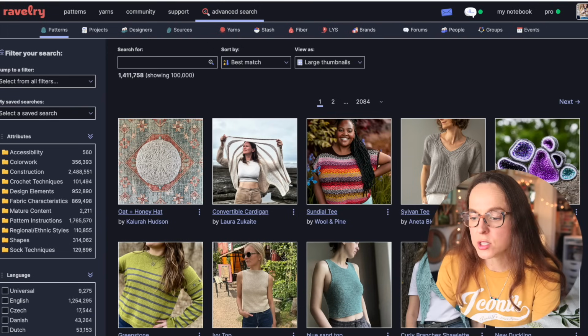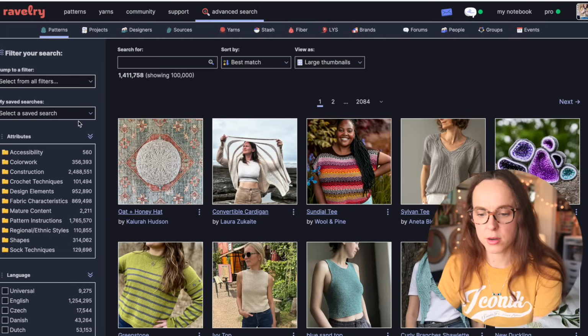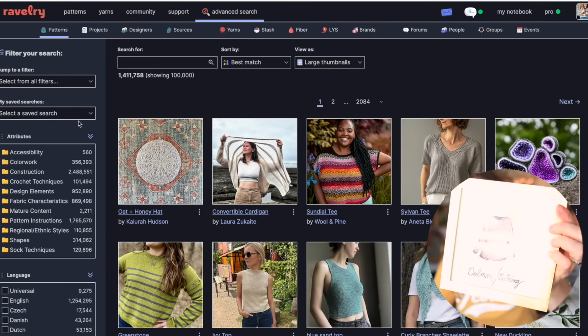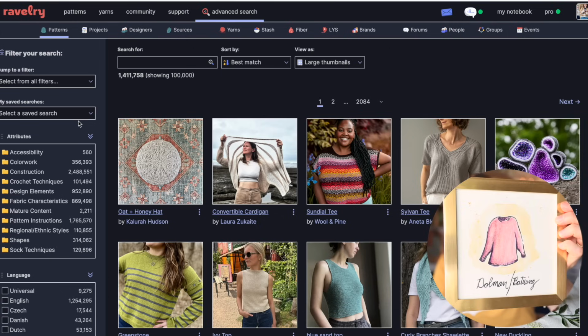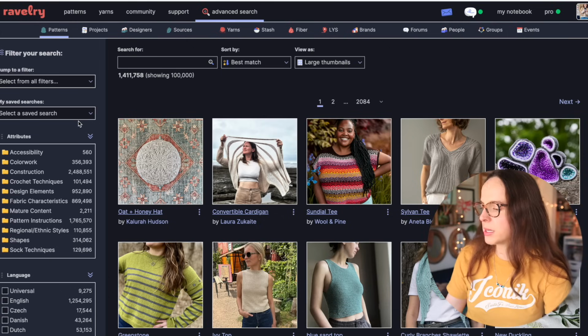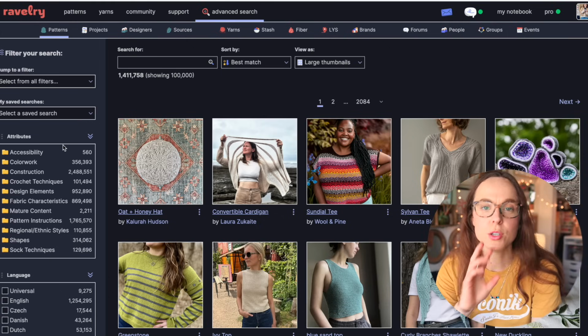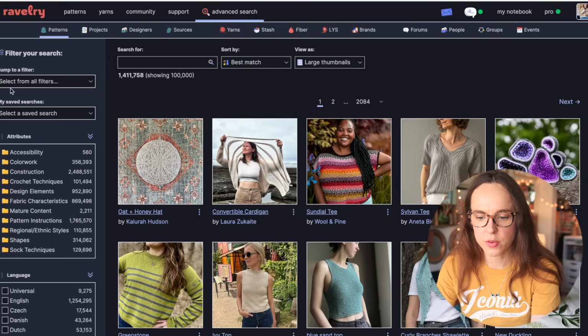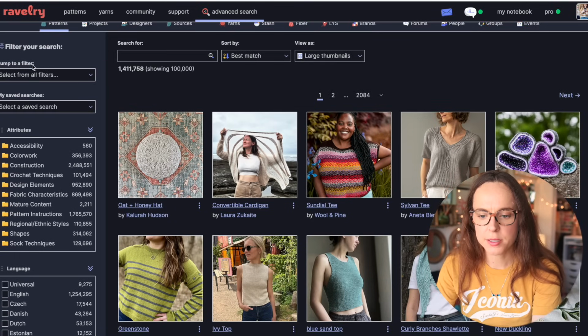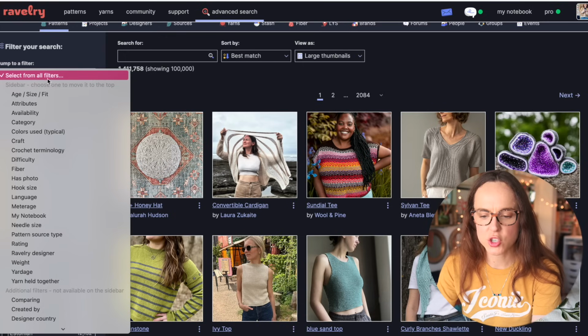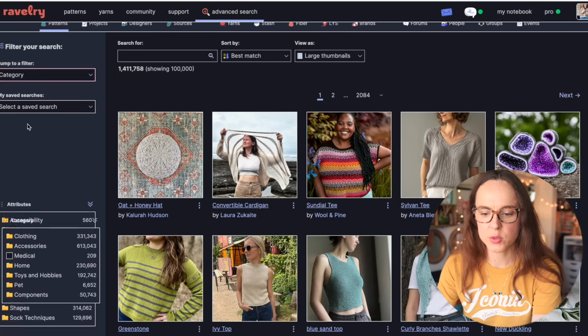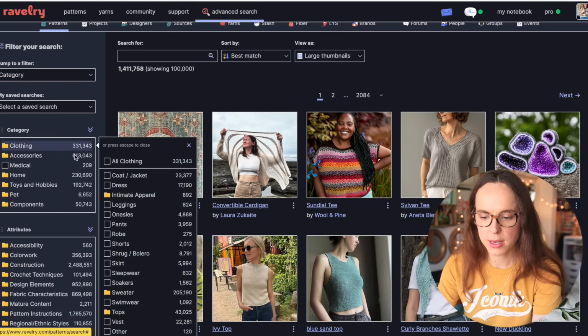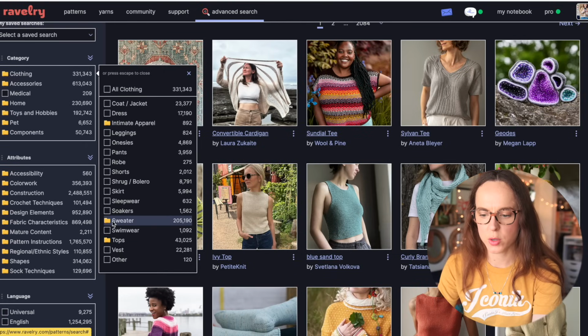Okay, so we're going to get started, and we're going to start with whatever I have up here on top, and that is the dolman or the batwing sweater. Okay, so the way that I'm going to narrow this down, you know what we should do? I'm going to start by going over here. I'm going to say jump to filter, and I want to jump to category because we are talking about clothing today. We are talking about sweaters.